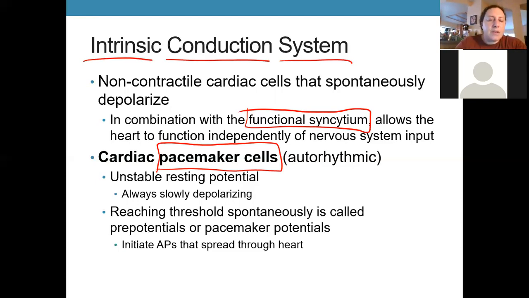And the rhythm at which they spontaneously depolarize is called pacemaker potential, or prepotentials, but I usually use pacemaker potentials because it's more descriptive. Every time they reach threshold and actually have an electrical impulse, they are initiating action potentials that then spread throughout the heart.